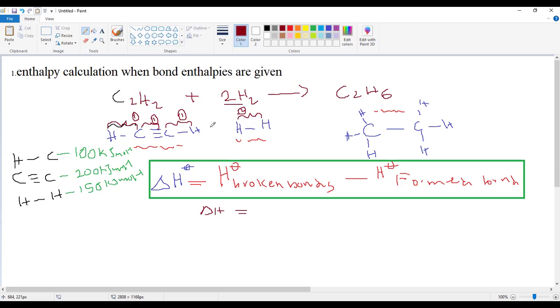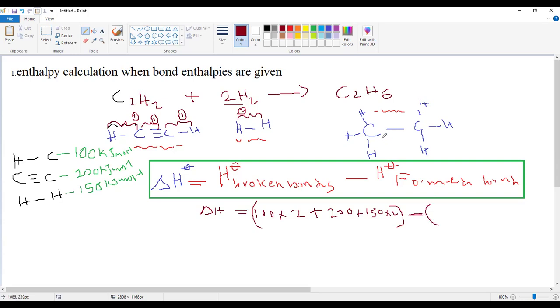So all of their bond enthalpies you have to add. Now carbon-hydrogen I will take 100 kilojoule per mole. I have 2 carbon-hydrogen bonds, therefore 100 into 2. Here also you have to put the unit kilojoule per mole, I am not putting. Then you have carbon-carbon triple bond 1, that is 200. Hydrogen-hydrogen bond we have 2, then 150 into 2 which is 300. So these are all the enthalpies we have added for the broken bonds, minus the formed bonds.